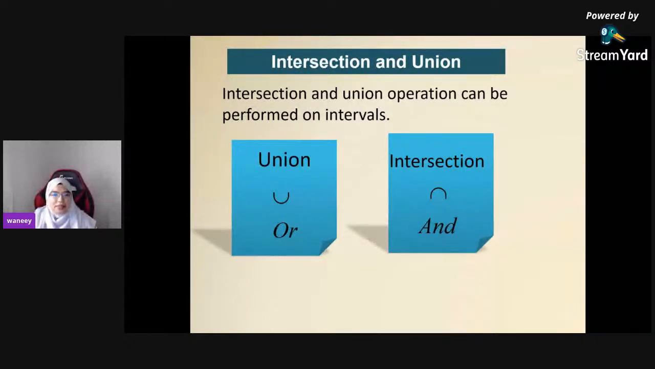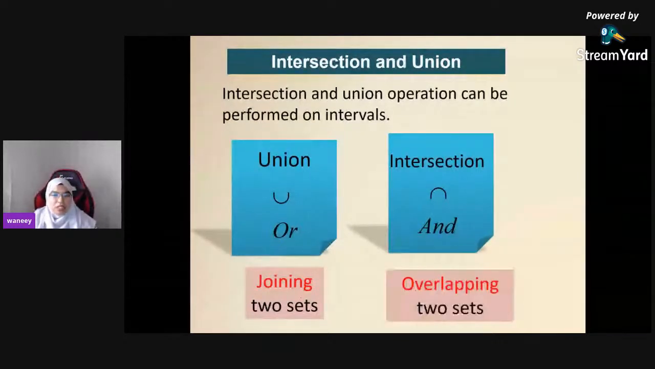Okay, next. Union is for joining two sets and intersection is for overlapping two sets. So for union, you want to combine two lines together. For intersection, you want to overlap two lines and find where they overlap.